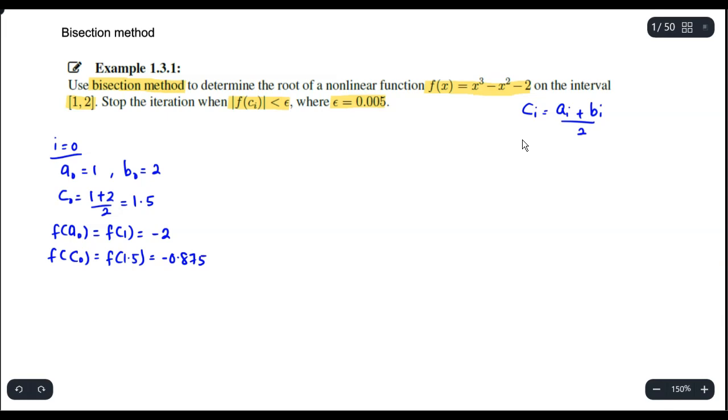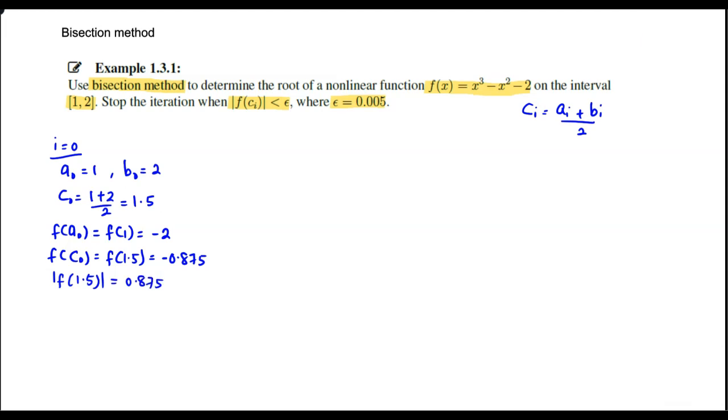0.875. Note that the absolute value of f(c_0), which is f(1.5), is 0.875. So this is way greater than the epsilon, which is 0.005. So it means we need to proceed with the next iteration.